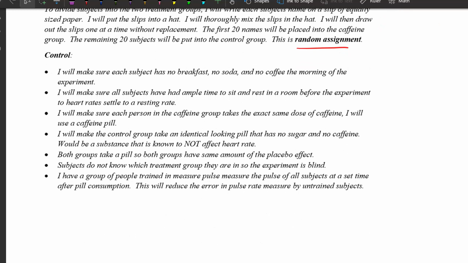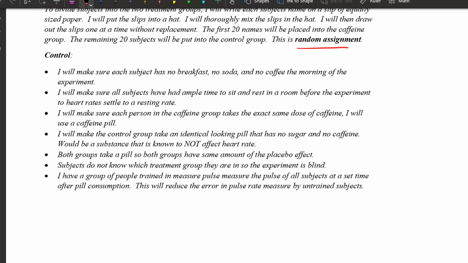Control. I did this as bullet points because there's a lot of different variables we can and should control for. So the first one, I will make sure each subject has no breakfast, no soda, and no coffee the morning of the experiment. We don't want anything to increase the variability in heart rate. I will make sure all subjects have had ample time to sit and rest before the experiment, so their heart rates settle to a resting rate. When they come to the class, they might be tired having ran up the stairs or ran from their car. I'll make sure everyone has rested and their heart rate gets to a nice resting count.